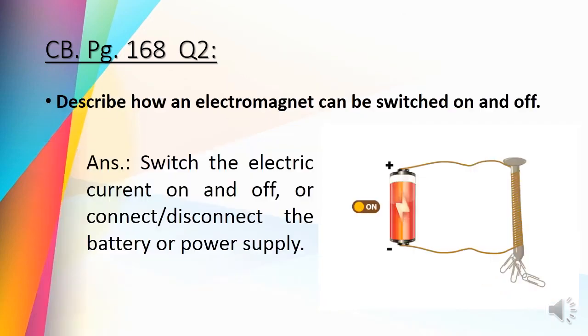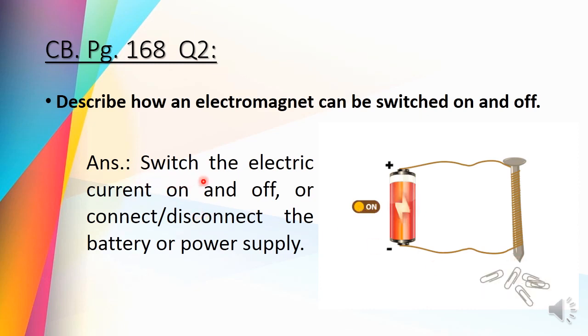Question 2 now. Describe how an electromagnet can be switched on and off. Look at this circuit here. When it is on and off, look what will happen. When it is on, all the paper clips will be attracted to the nail. When it is off, all the paper clips will fall down.